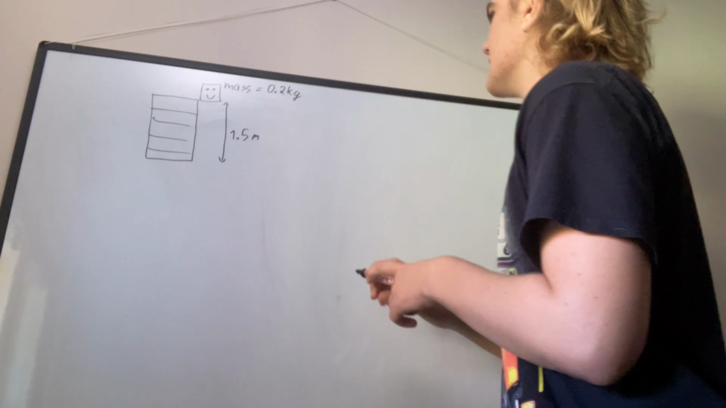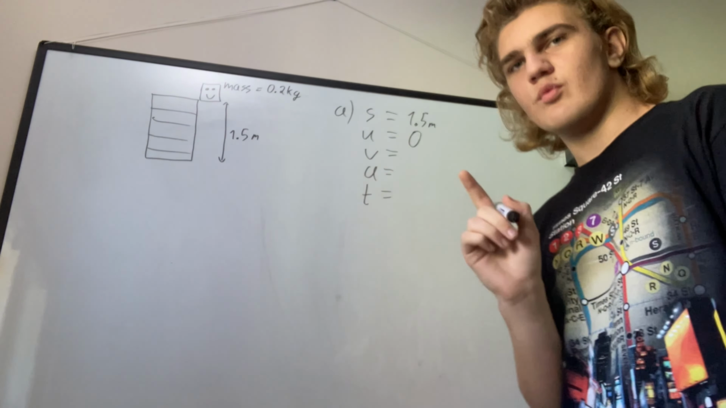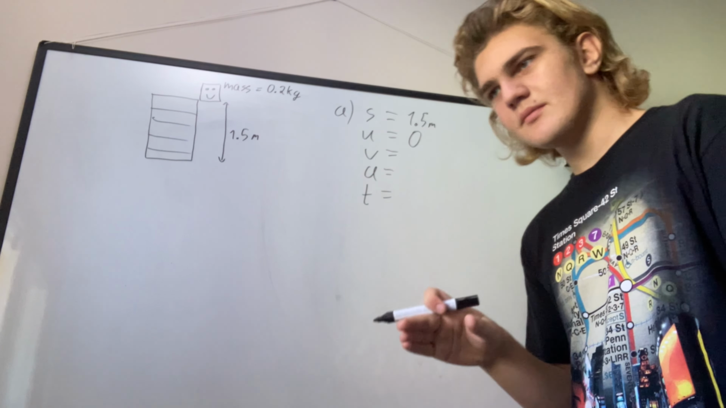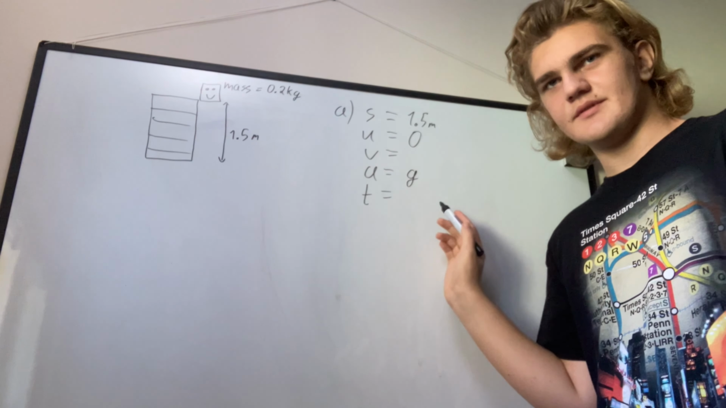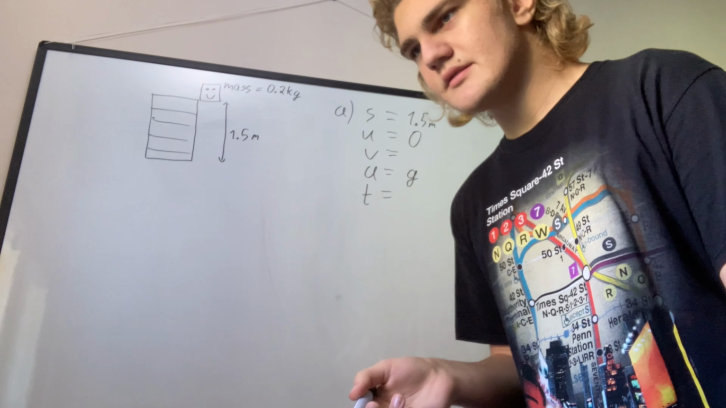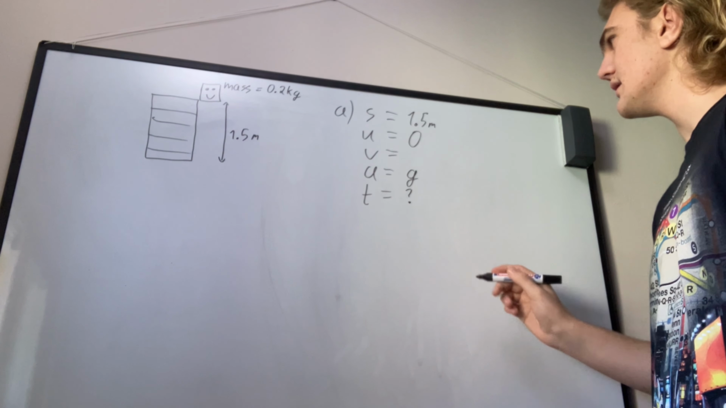The distance the book falls is 1.5 meters. Starting from rest, the book will accelerate because it's falling freely under gravity. The acceleration will be g, or 9.8 in mechanics, but I'm going to leave it as g for now. You can put 9.8, it doesn't matter. And they ask you to find the time that it takes for the book to fall. So that's this one. So here we have S, U, A, and T.